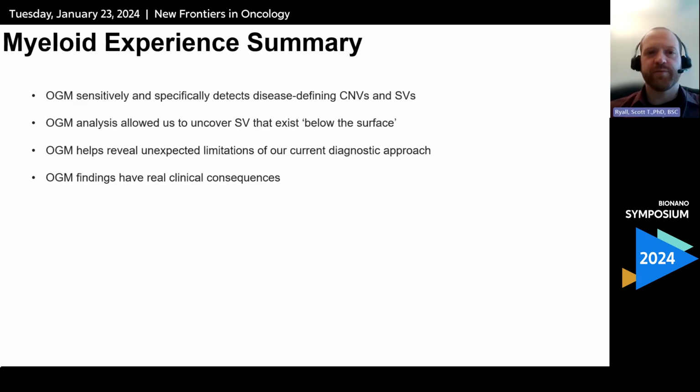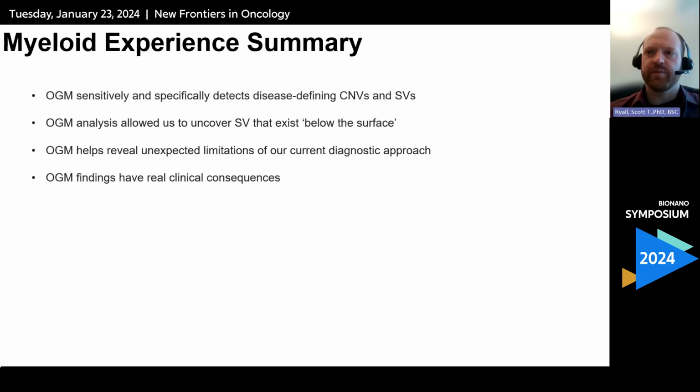Optical genome mapping was able to uncover structural variants that exist, and I'm air quoting this, below the surface. So these are things that we don't see karyotypically, but really speak to the complexity of what's going on in these malignancies. It also helped reveal unexpected limitations of our current diagnostic approach here in Boston.